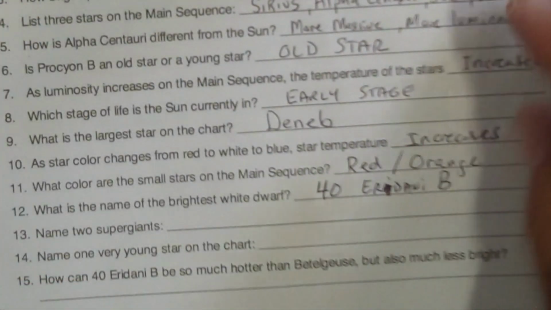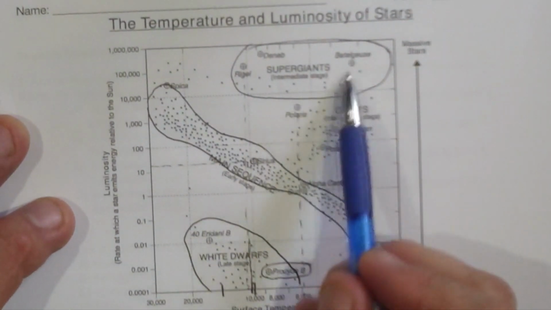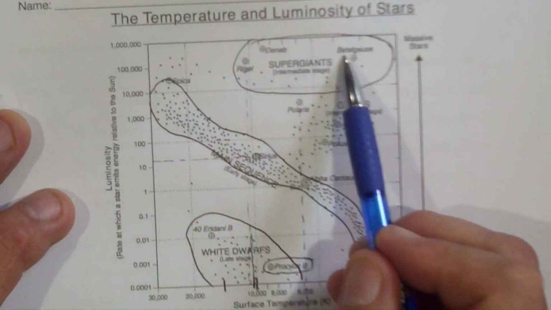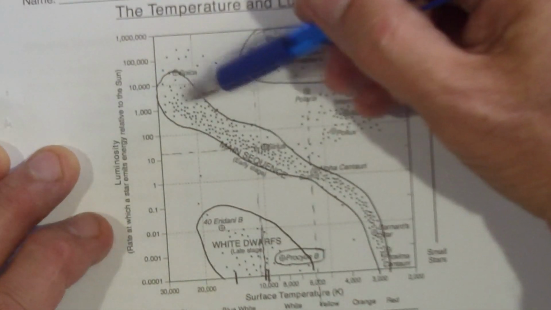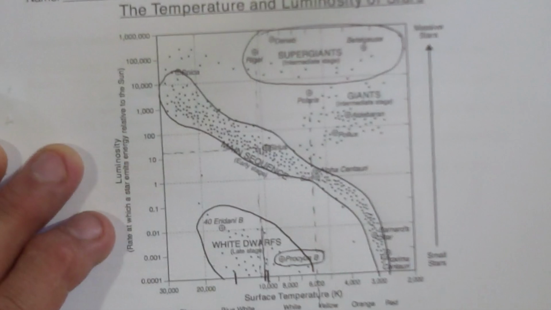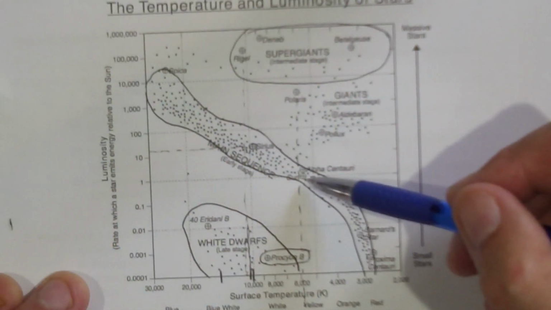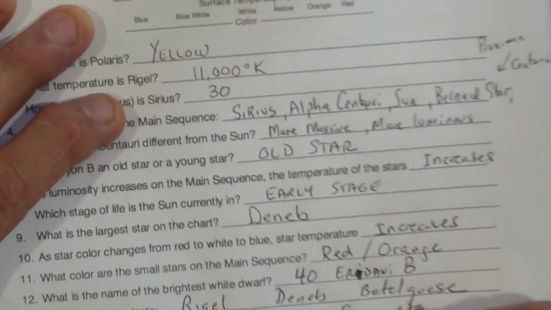Number 13, name two supergiants. The supergiants are listed on the top of the chart over here. They include Rigel, Deneb, and Betelgeuse. Number 14, name one very young star on the chart. Stars that are in the early stage of their evolution are considered to be young stars. Sirius, Alpha Centauri, the Sun, Barnard star, or Proxima Centauri.